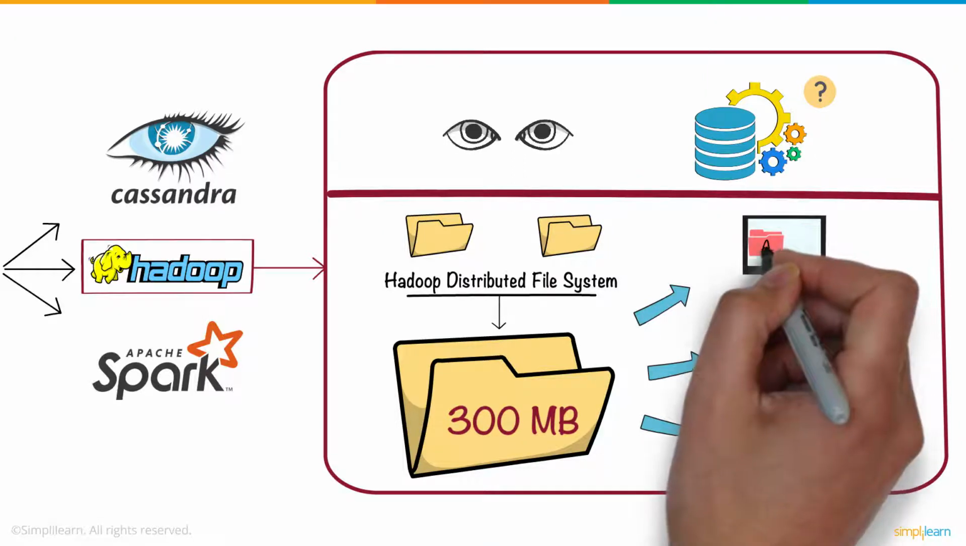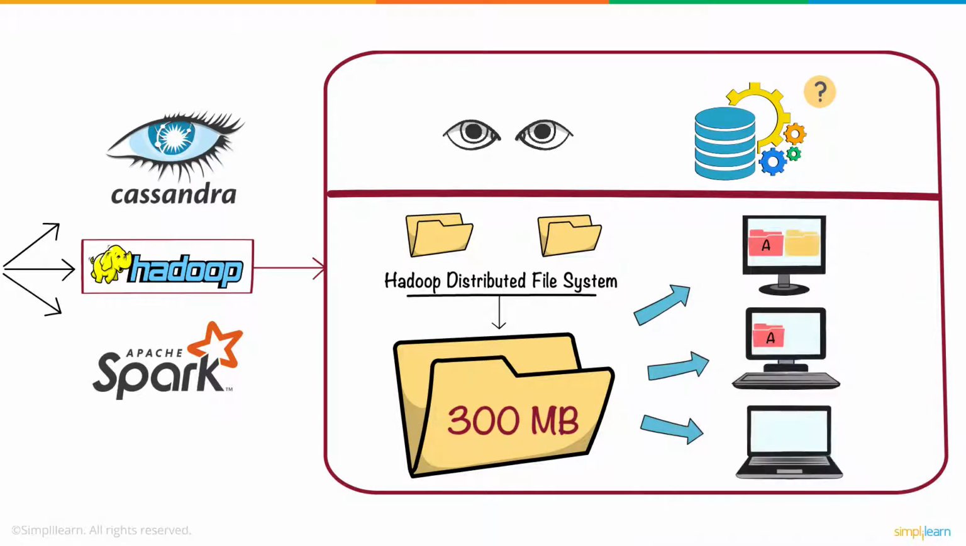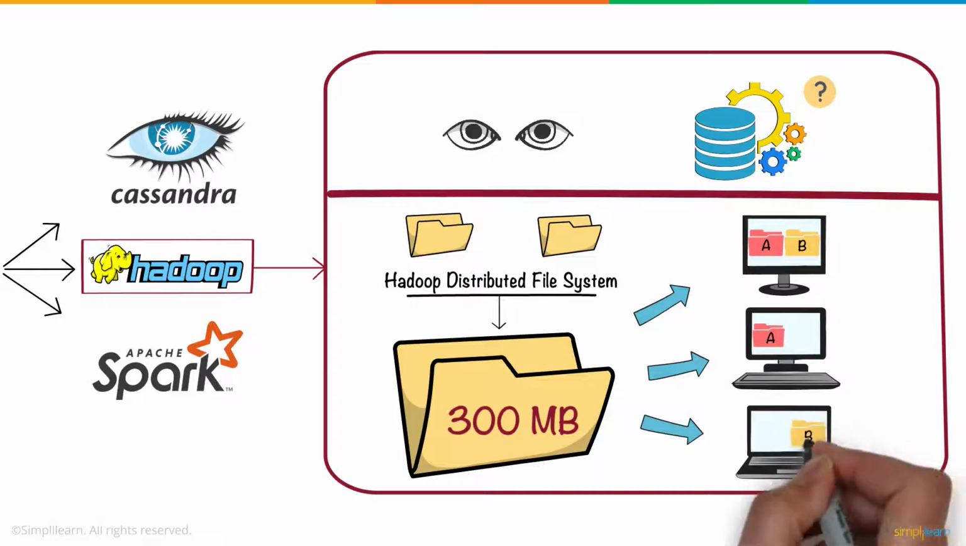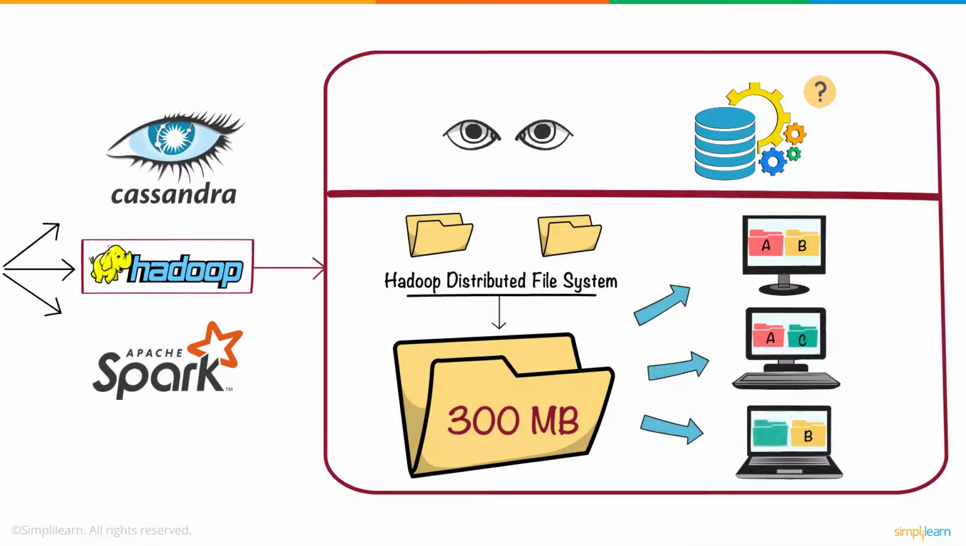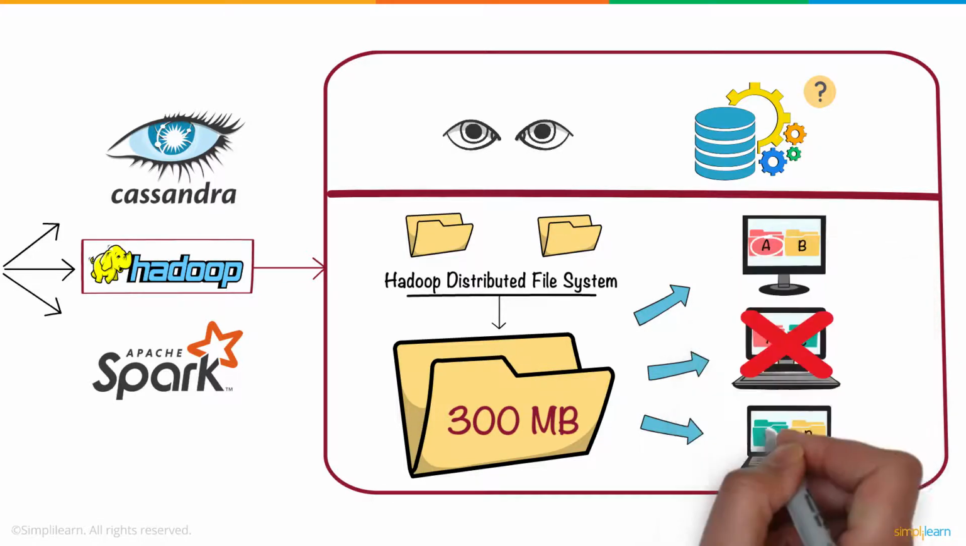Not only that, when you break the file, you also make copies of it, which goes into different nodes. This way, you store your big data in a distributed way and make sure that even if one machine fails, your data is safe on another.